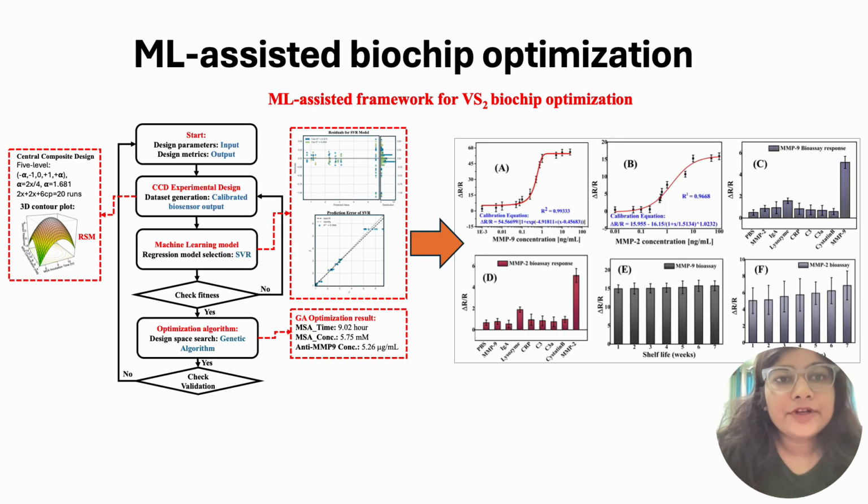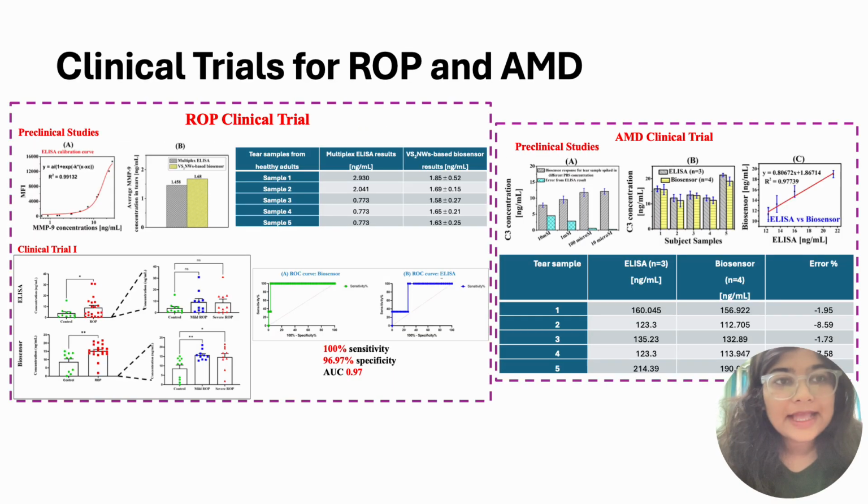The ML assisted framework for biochip process optimization is shown, and in that we use two techniques, that is central composite design and ML models to obtain the optimized parameters. Once we obtain those parameters, we prepare the biochip and then we calibrate it against different concentrations of biomarkers. After sensor calibration, the clinical trial for ROP and AMD is done using the hospital samples given by our hospital collaborators.